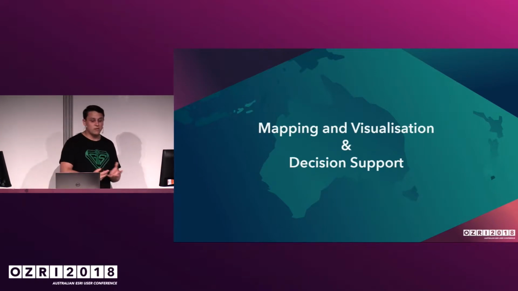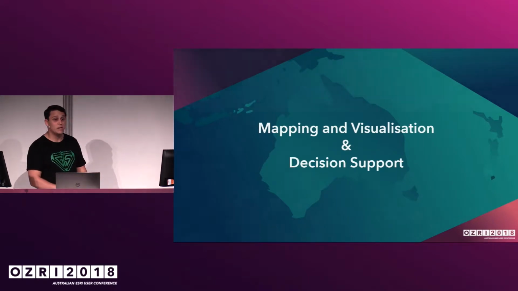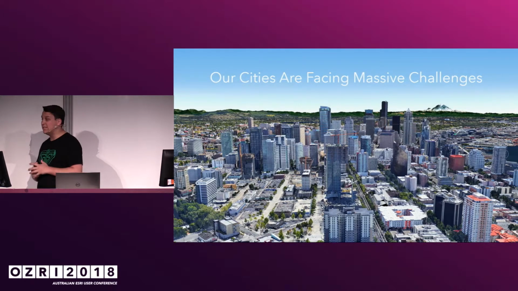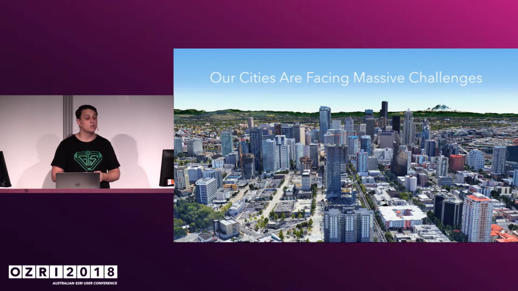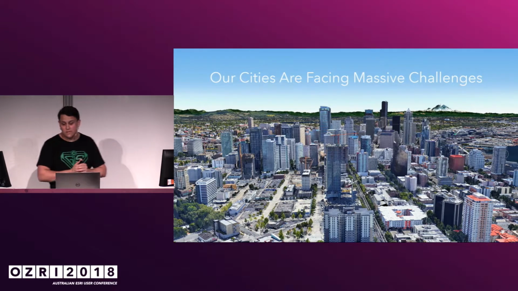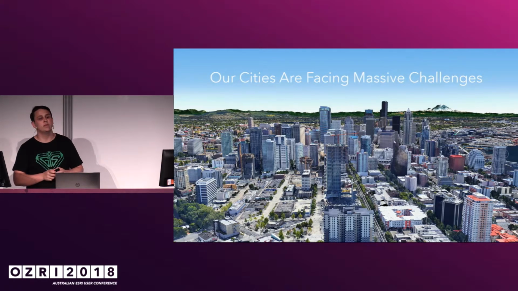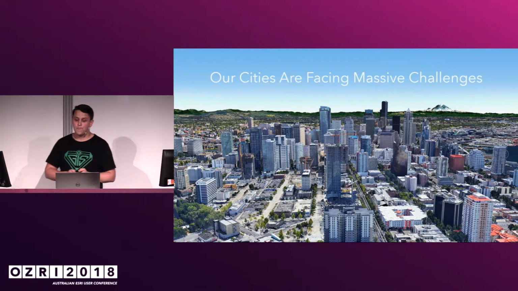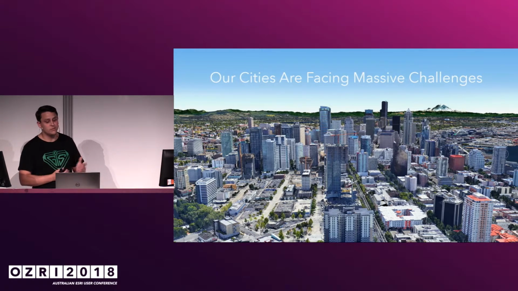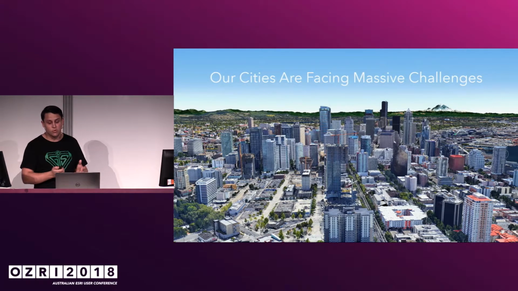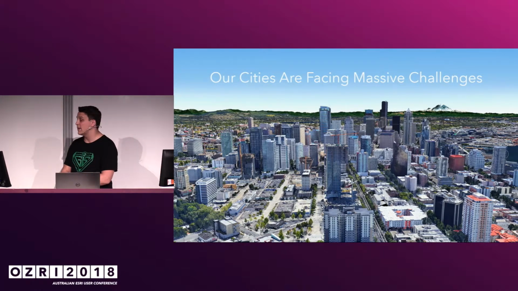So focusing on the mapping and visualization and then the decision support pattern of use, our cities are actually facing unprecedented levels of growth and change. For anyone that hasn't been to Canberra, I'm Canberra-based, anyone that hasn't been there recently, in 2017 alone there were 5,500 residential developments approved, valued at over $1.6 billion. But this level of growth isn't exclusive to our smaller cities. All of our cities are facing massive challenges, like strong population growth, which is forcing massive change.